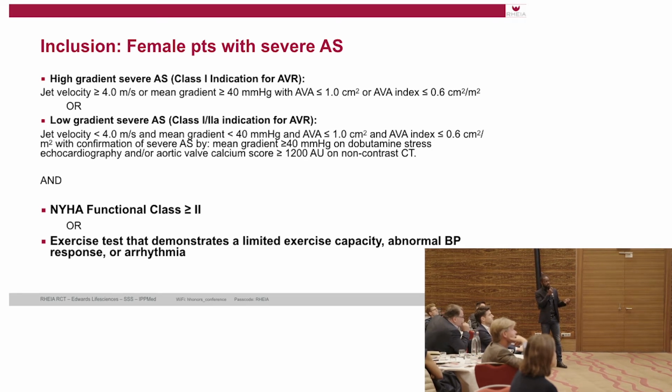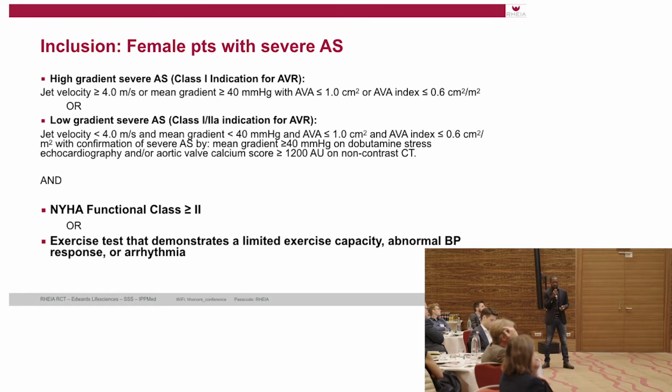So the patient has to be symptomatic, at least in NYHA class 2. The other symptoms are allowed for sure. And if the patient is not really symptomatic, we require an exercise test that demonstrates a limited exercise capacity, or an abnormal rise or distribution of the blood pressure, or even arrhythmia during effort. So assessment of the patient at baseline is really important.